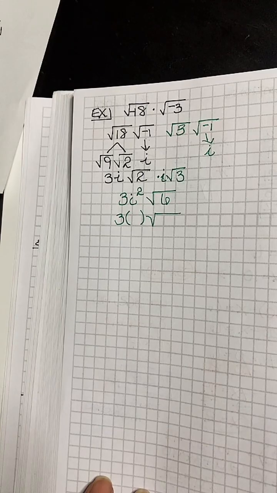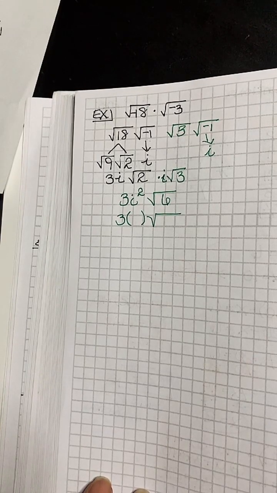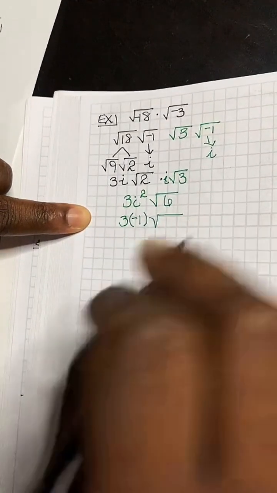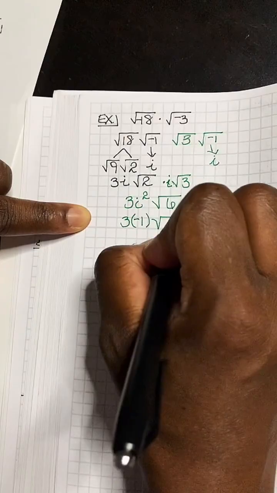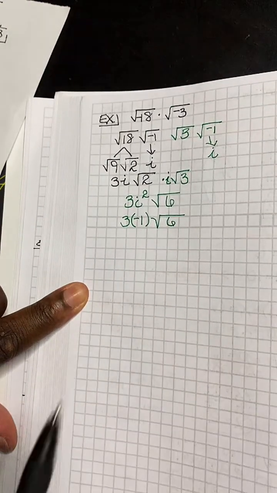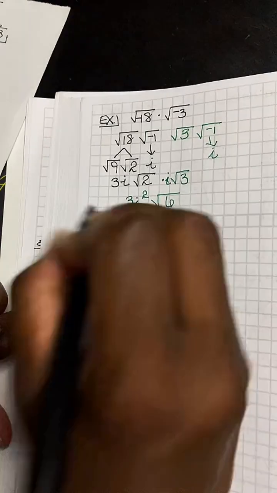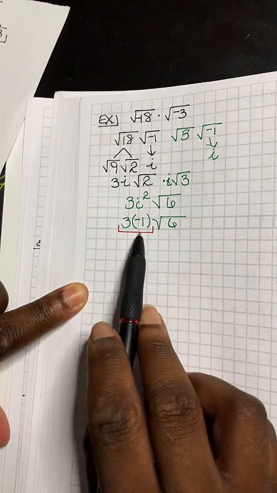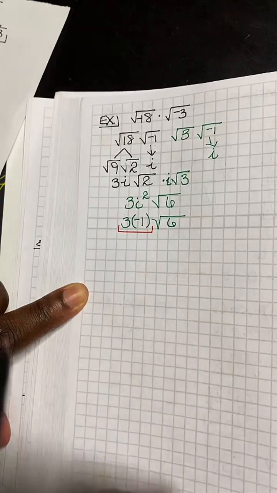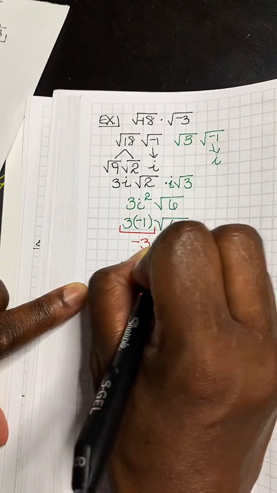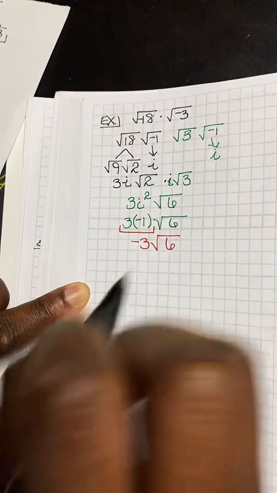There we go. So, not negative 1 square root, just negative 1. i squared is equivalent to negative 1. So, we, in fact, have for our leading coefficient for this radical, it's going to be a negative 3 square root of 6.